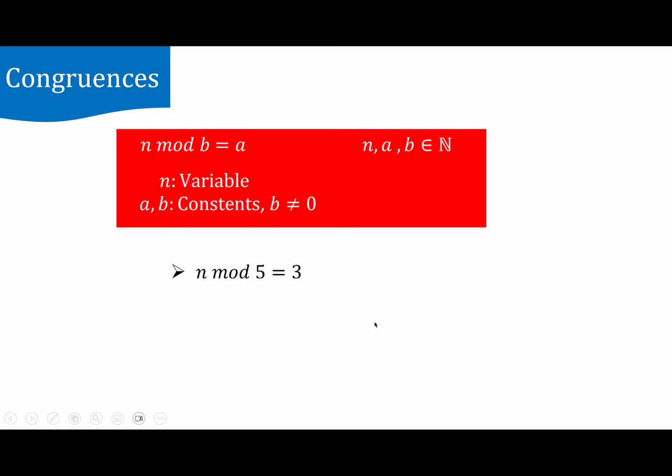So this could be n mod 5 equals 3, n mod 11 equals 7, n mod 7 equals 9. Now obviously this one here doesn't have solutions because you can't have the remainder be 9 if you divide n by 7. It's impossible. You can't find an n that satisfies this.